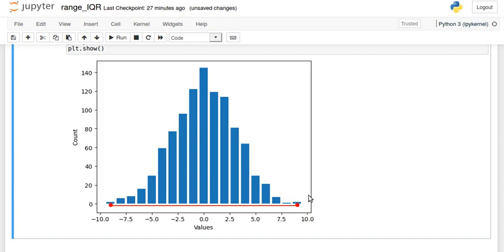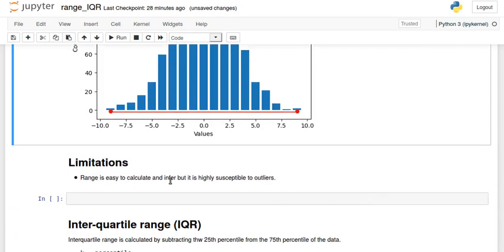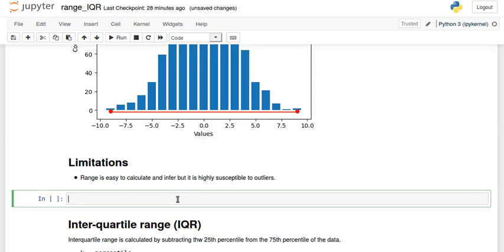So if you incorporate an outlier here, it will expand to here also, here also, here also. The more outliers you add, it expands a lot. So it is very sensitive to outliers, and this is the reason. This is one of the limitations of the range. So it is very susceptible to outliers. So let's check it out.